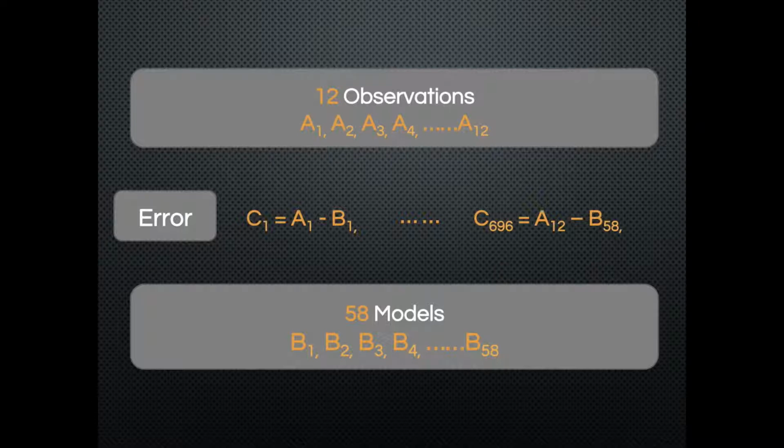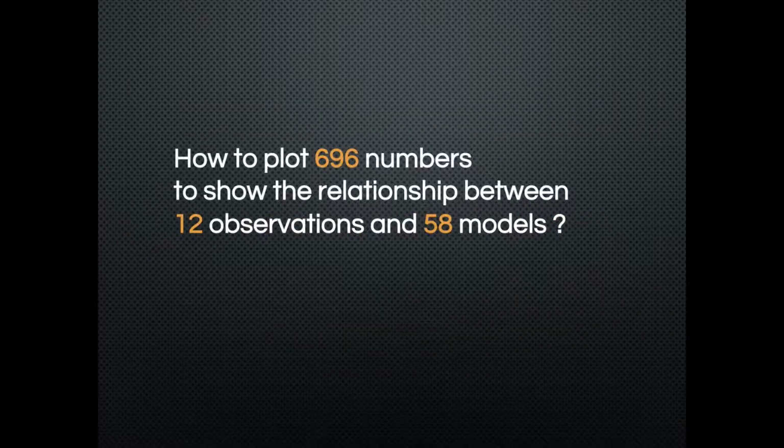So in my example, I have 12 observations and 58 models. So I need to calculate the difference between each observation and each model. So I have a total of 696 numbers that need to be plotted. How to plot these numbers in such a way that I can show the difference between the observations and the models, and what's the trend, how these models fit the data?